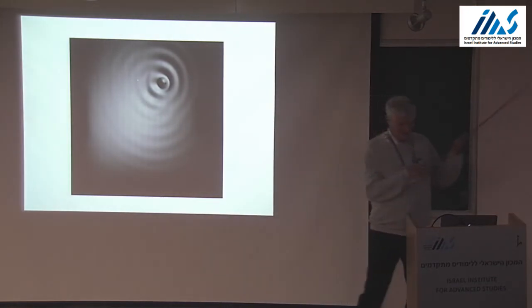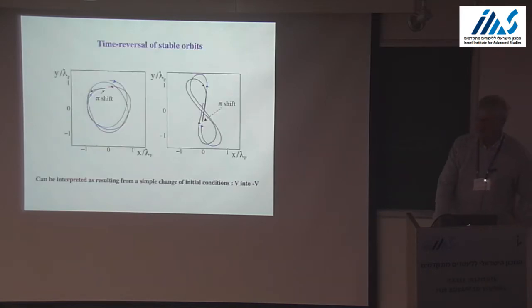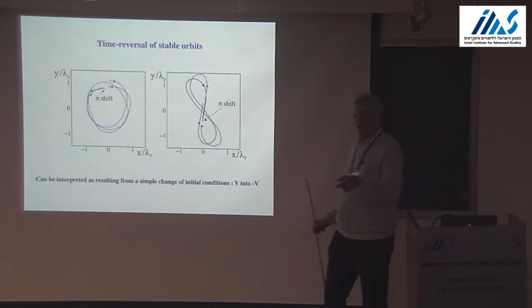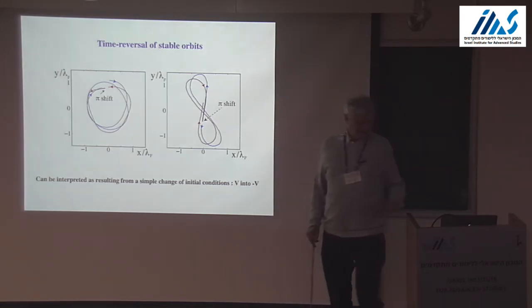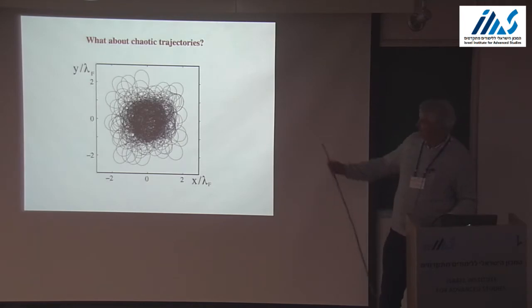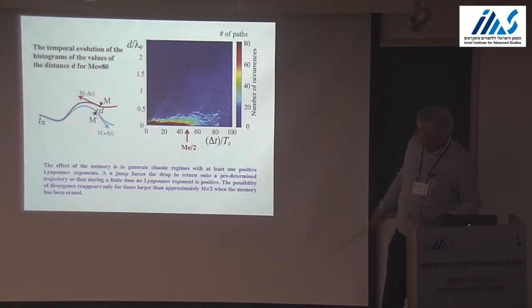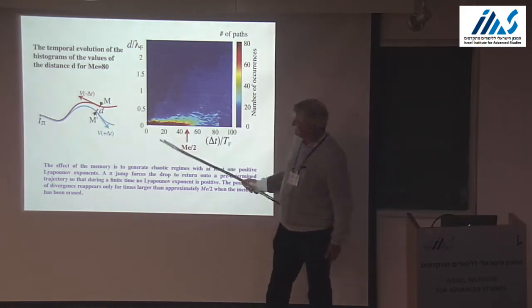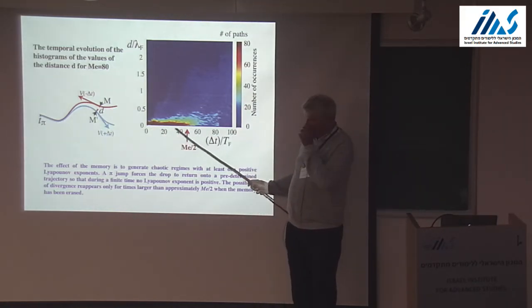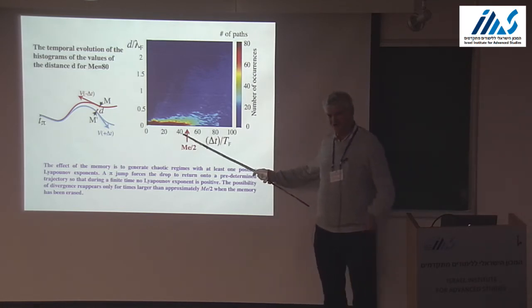Okay. So, is it a trivial effect or not? Well, if we are on a stable orbit, it is trivial. It just means that you have changed v to minus v, so it has no interest whatsoever. But it also works in this regime. I don't have time to show you, but you can check that the distance of the forward moving motion and the backward moving motion remains coupled for a time of the order of half the memory time.